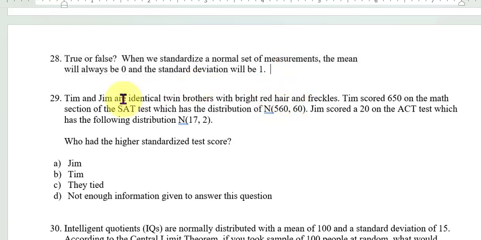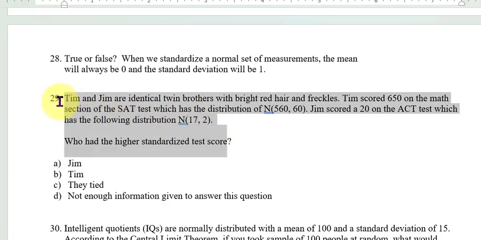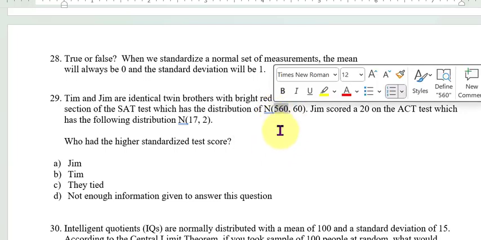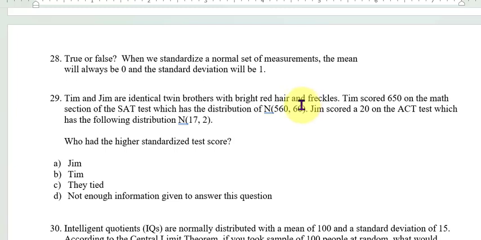Now, we're going to go ahead and apply that for the next question. We got twin brothers, Jim and Tim. So Tim scored 650 on the SAT, and this is their distribution. That's how you read that. The capital N means the data set is normal. The first number is the mean. The second number is the standard deviation.